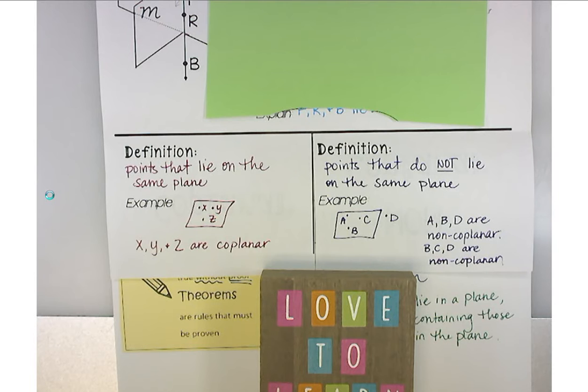And I do want to point out, we'll go over this in the postulate, but we can see clearly that X, Y, and Z are on a plane, a picture of a plane. They don't necessarily have to have that picture in order for them to be coplanar. Okay, and we will talk about that. If they are not coplanar, they do not lie on the same plane. And I gave you a few examples. A, B, and C are non-coplanar. B, C, and D are non-coplanar.